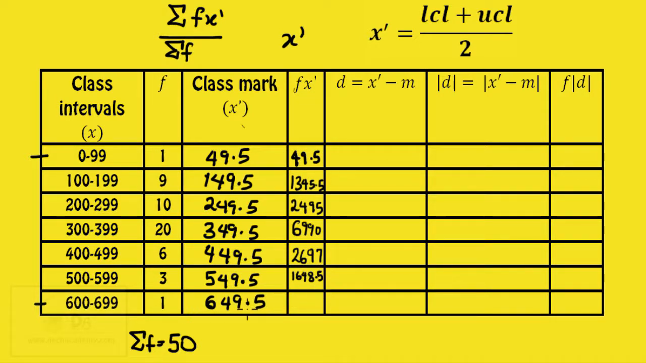1648.5. And then 1 times 649.5 is simply 649.5. So now we have filled out this column, and to determine the sum of fx prime, we simply add up all the numbers in this column. You're going to need a calculator for this. The sum is equal to the sum of all these numbers, and when you do that on your calculator you get 15,875.